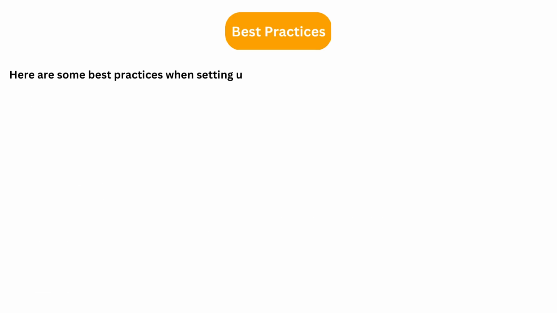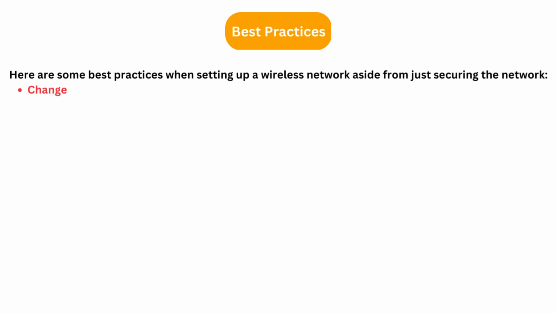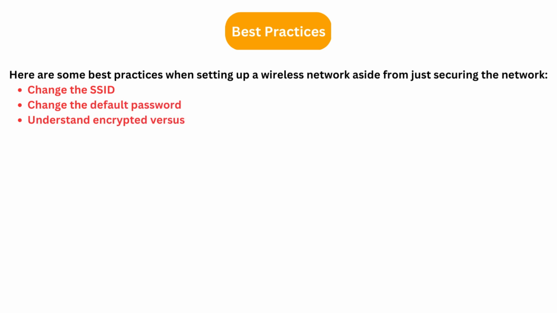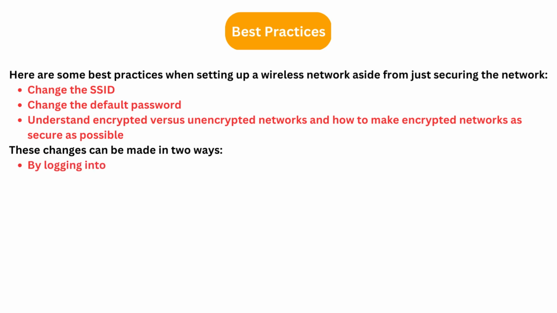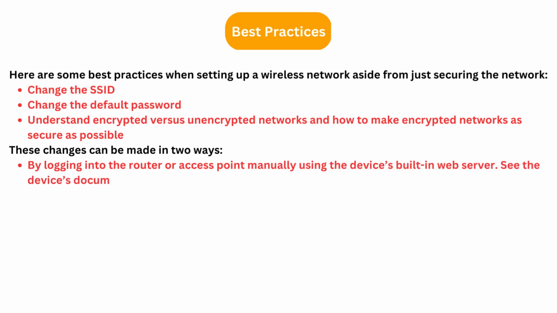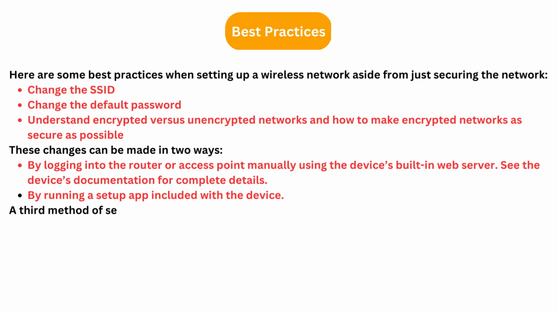Best practices. Here are some best practices when setting up a wireless network aside from just securing the network. Change the SSID. Change the default password. Understand encrypted versus unencrypted networks and how to make encrypted networks as secure as possible. These changes can be made in two ways. By logging into the router or access point manually using the device's built-in web server. See the device's documentation for complete details. By running a setup app included with the device.